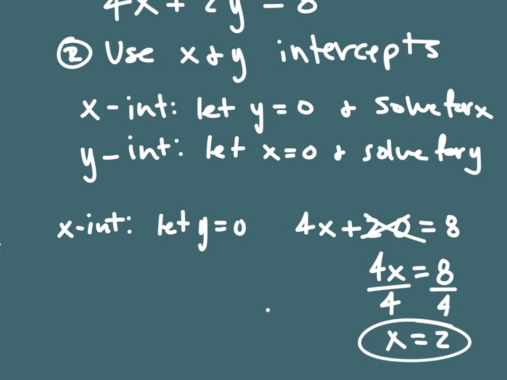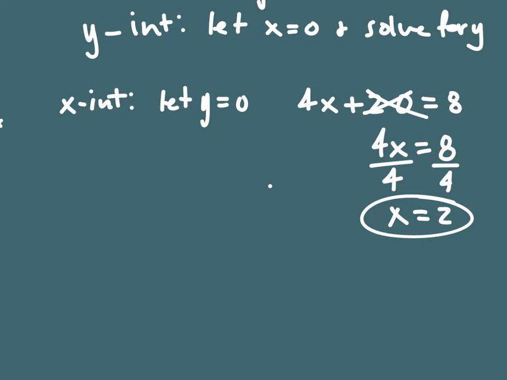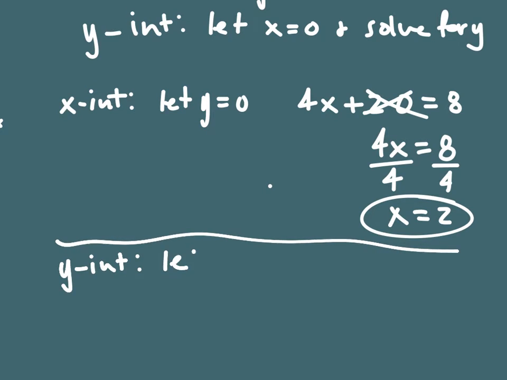All right, the other thing I want to do is figure out our y-intercept. If I figure out our y-intercept, I want to let x equal 0. So I'm going to substitute 0 into our equation. We've got 4 times 0 plus 2y is equal to positive 8.